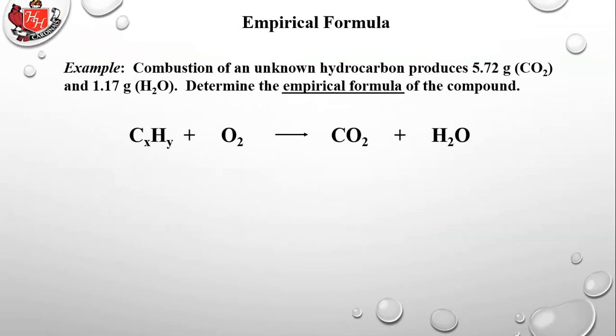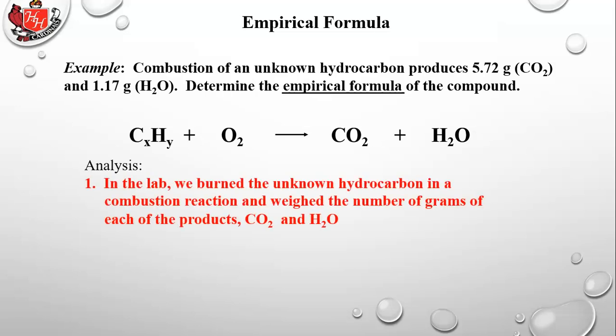Okay, so here's the example. Combustion of an unknown hydrocarbon produces 5.72 grams of CO2 and 1.17 grams of H2O. Determine the empirical formula of the compound. Okay, so we're going to first determine the empirical formula, and we have a way to measure how many grams of CO2 and how many grams of water that we get out of this reaction. So the first step is, in the lab, we burn the unknown hydrocarbon in a combustion reaction and weigh the number of grams of each of the products, CO2 and H2O.